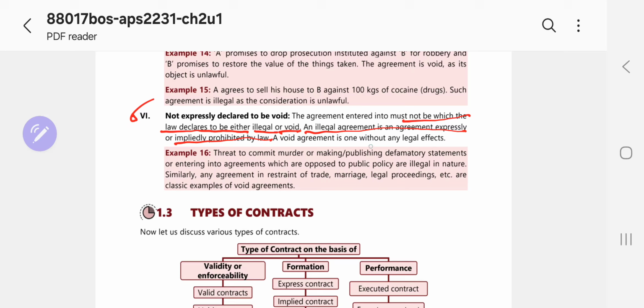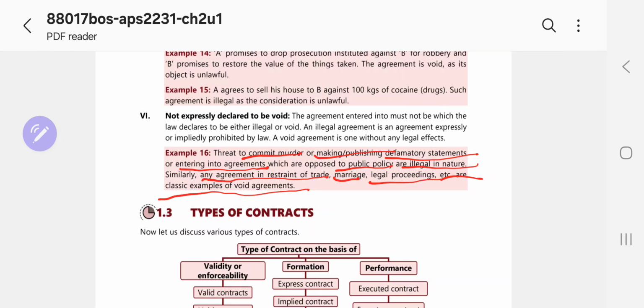A void agreement is one without any legal effect. Okay. For example, 16: a threat to commit murder, making or publishing defamatory statements, or entering into an agreement which is opposed to public policy is illegal in nature. Similarly, any agreement in restraint of trade, marriage, legal proceedings, etc., are classic examples of void agreements. Okay, so these are some of the examples of void agreements. So to make a contract a valid contract, the agreement should also be valid. Okay, the agreement should not be a void agreement. So these are some of the elements under Section 10.